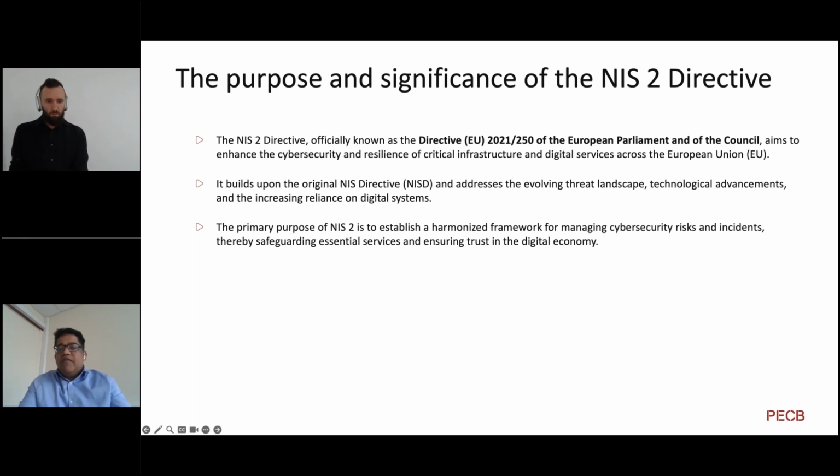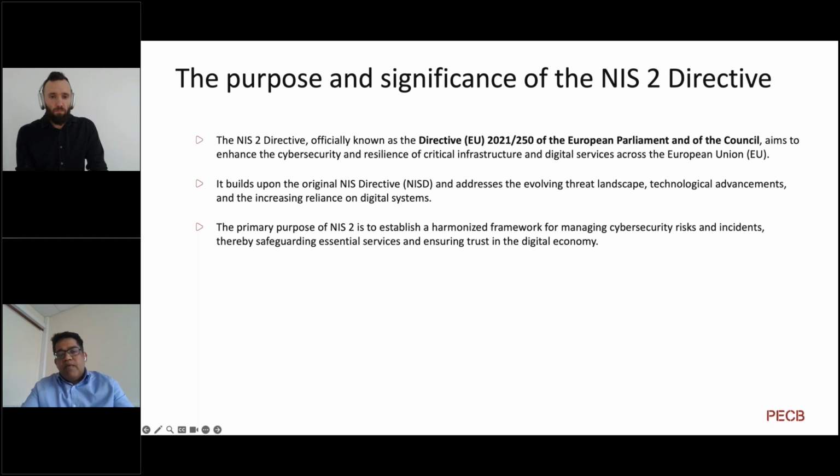So the purpose and the significance of the NIS2 directive is pretty simple. They want to enhance the level of cybersecurity across the European Union. And again, it builds on the previous NIS directive and addresses the evolving threat landscape, the technological advancement, and the increasing reliance on digital systems. So you will hear that a lot of companies are going through digital transformation, and also there is what's happening in the globe as of now, the geopolitical conflict era. You need to be more resilient, and that's why this directive, right?